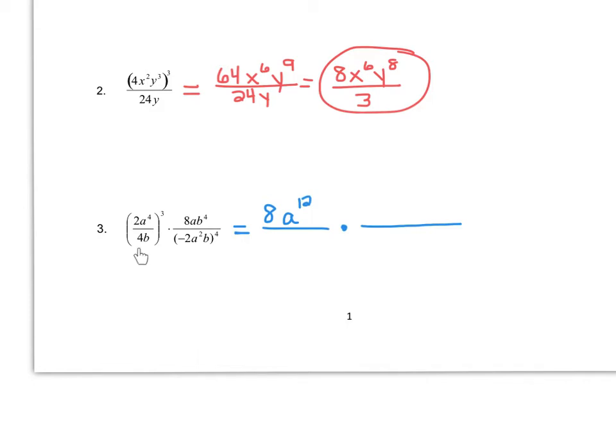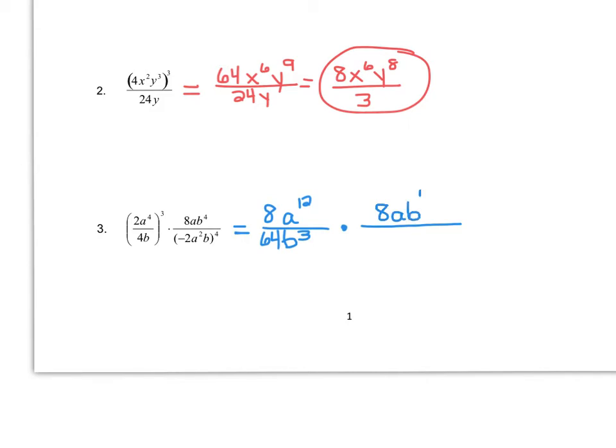Then in the denominator, we just have to raise the 4 as well as the b to the 3rd power. So 4 to the 3rd power, 4 times 4 times 4, is 64. And then b, when you raise that to the 3rd power, is just b to the 3rd. Now if we look at our second fraction, I'm just going to take this numerator and bring it right over for right now: 8a b to the 4th.